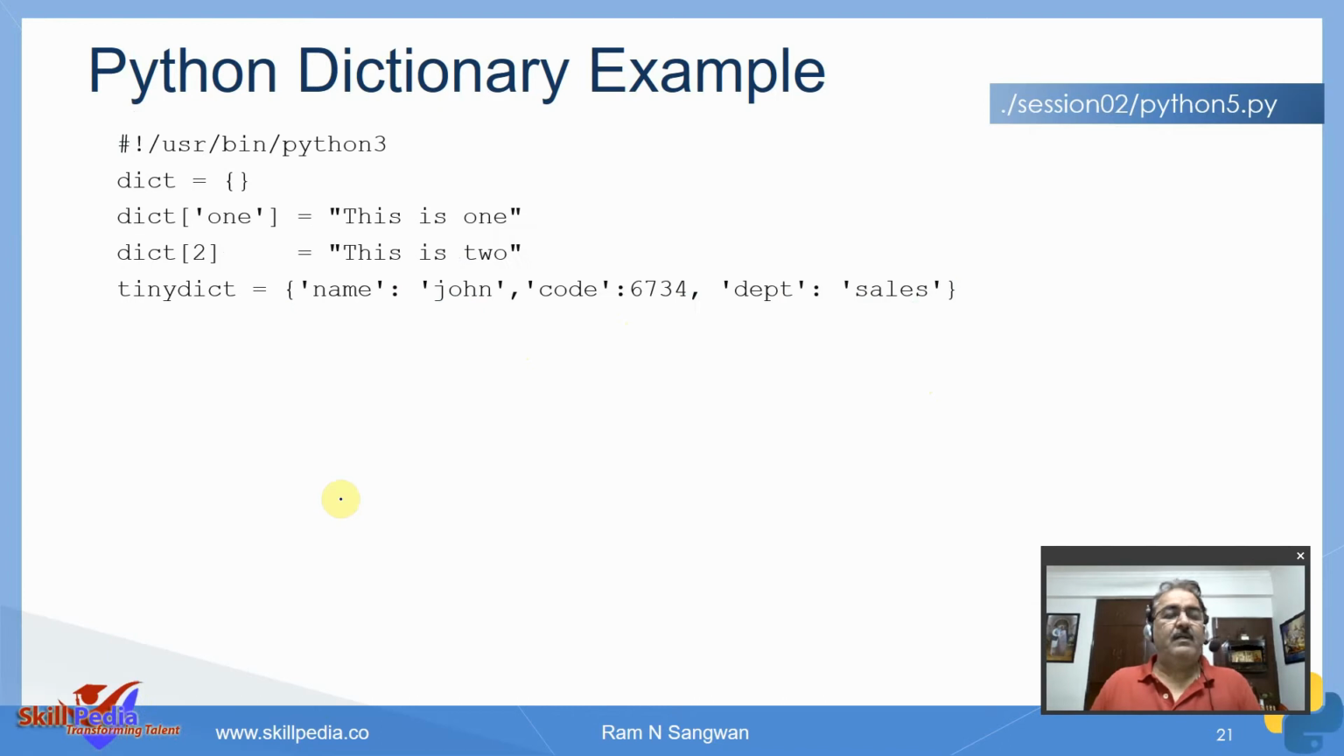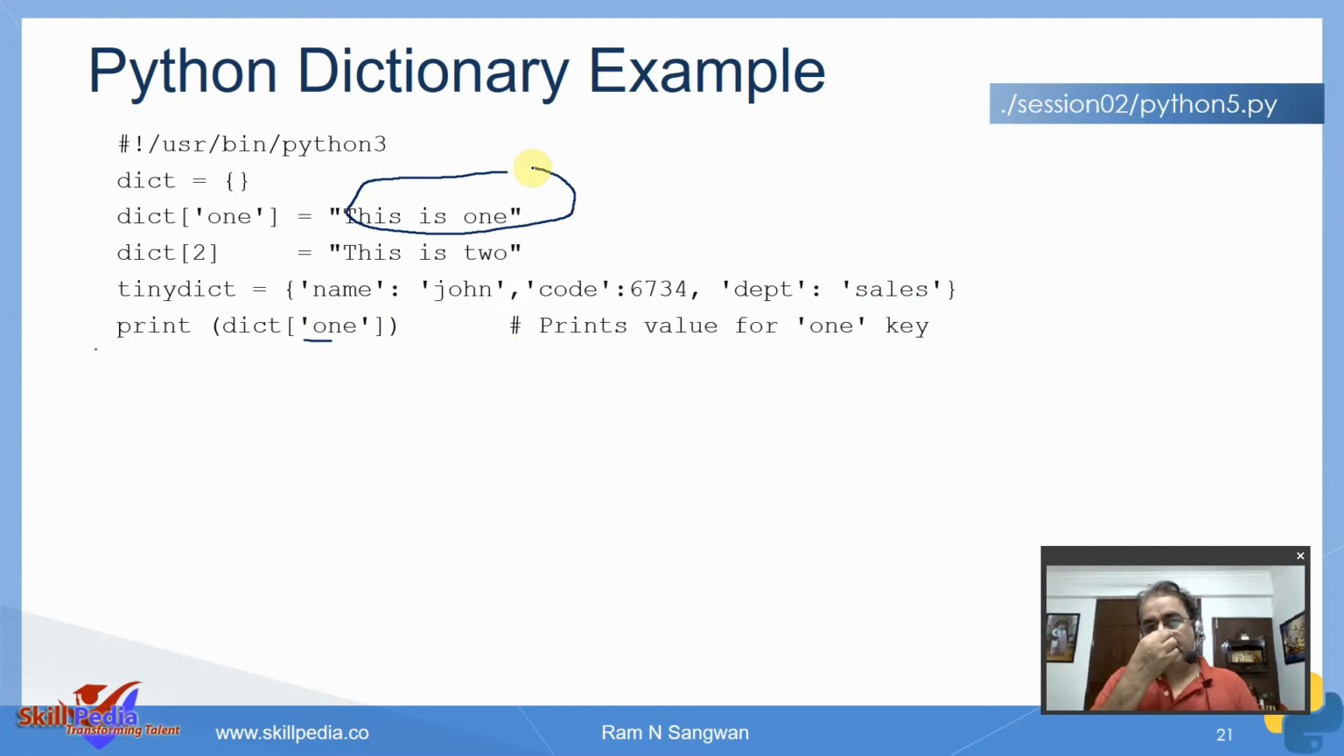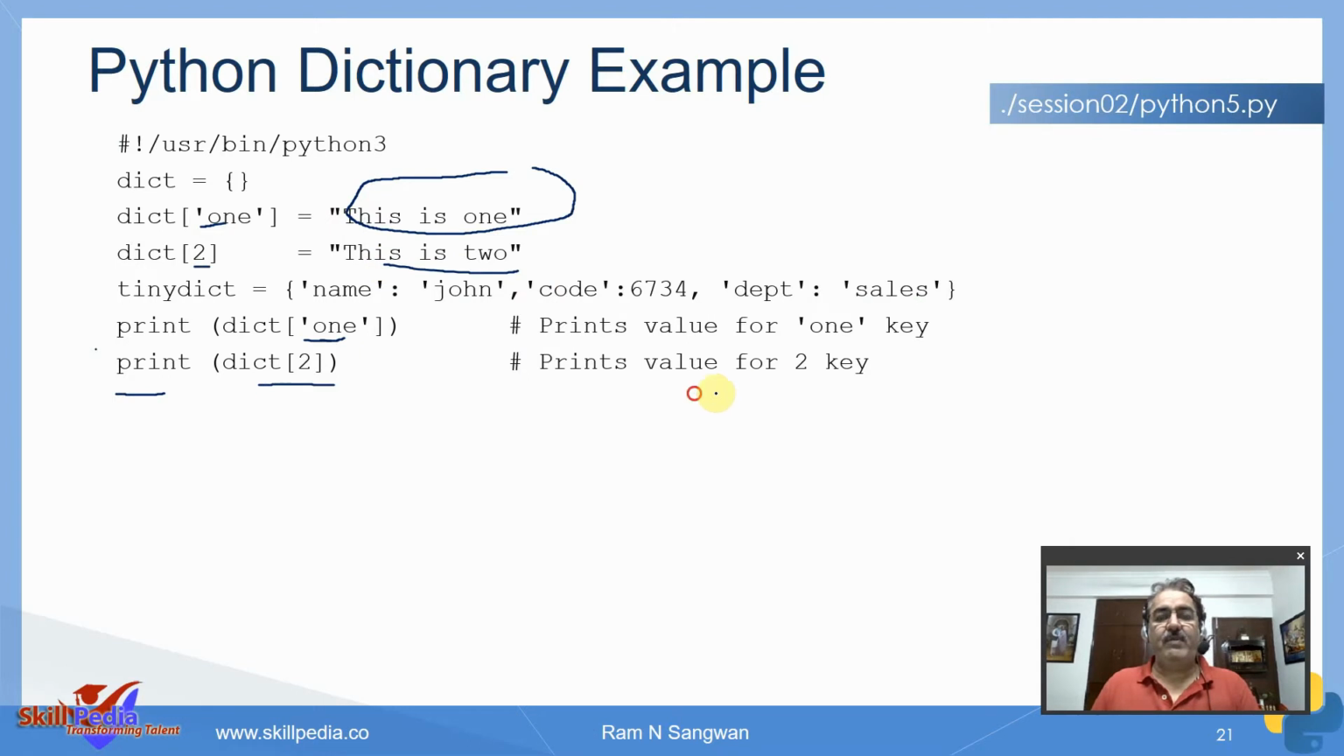That's what the dictionaries are. So print dictionary 1, it will print "This is 1", the value for key 1, because you are passing 1 as a key. Print dictionary 2, that means it will print element number 2, "This is 2". Print tiny dictionary, so it will print all the dictionary elements, the complete dictionary.